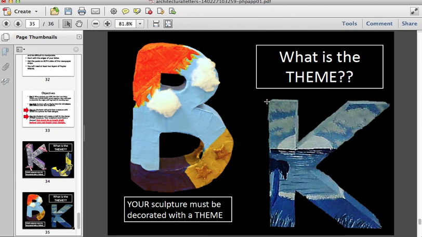Again, you want to think of a theme. You want to think of something that is expressive of yourself, which kind of helps tell a story because these letters are the initials in your name. So this sculpture is representative of some aspect of you.